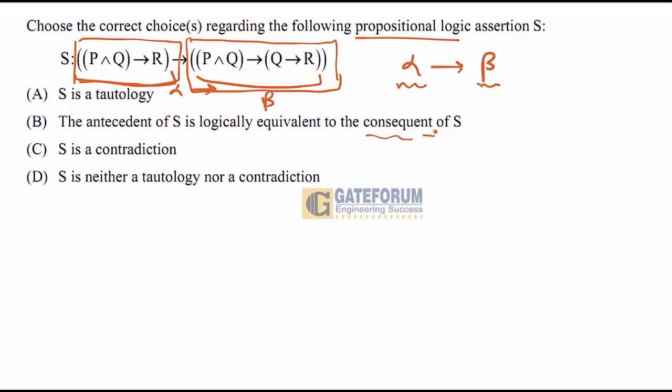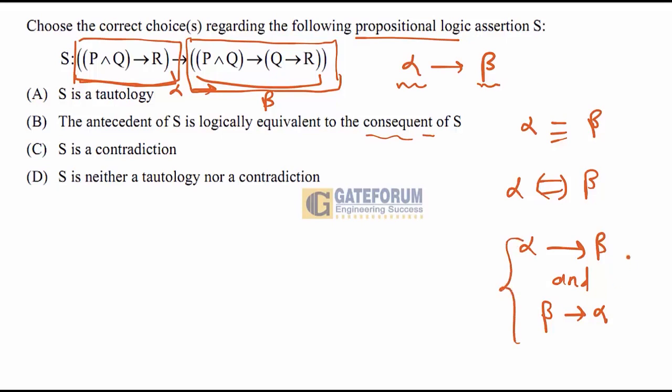So what do we mean by logically equivalent? Alpha is equivalent to beta if and only if alpha double implies beta, right? So to check whether it is true or false, we need to check if alpha implies beta and at the same time beta should also imply alpha, right? This is one way of checking whether they are logically equivalent or not.